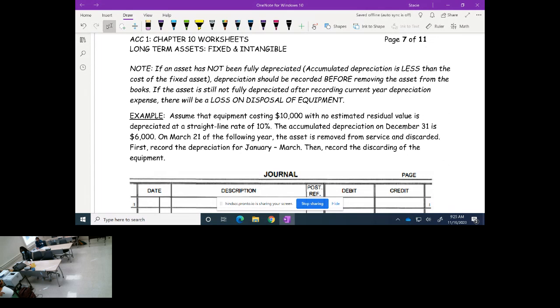So that's what this is saying. Depreciation should be recorded before removing the asset from the books. If it's still not fully depreciated after that, then you're going to have a loss unless you sell it. But if we're talking about disposal, that means we're just getting rid of it. We're junking it. It's not good anymore.